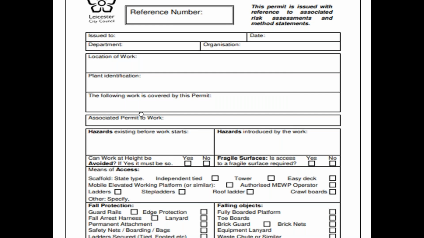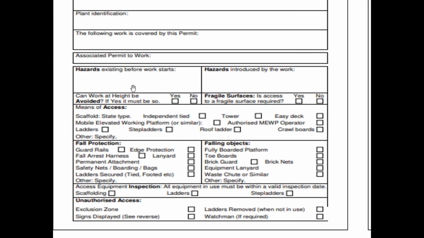Then hazards existing before work start and introduced by the worker. So can work at height be avoided? If yes, then there is no need to go for this permit. If it is no, we can't avoid that work, then we have to go for this checklist.